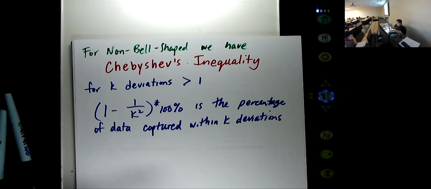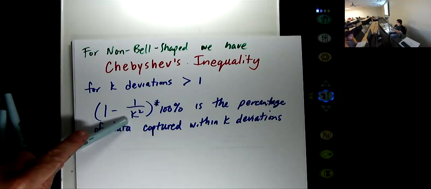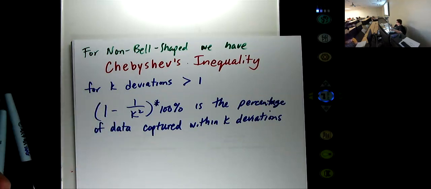So if I plug in k equals 1 here, I've got 1 minus 1 is 0. It's 0%. That's not true. It captures some data, so it doesn't work for less than 1%. It doesn't work for k less than 1.